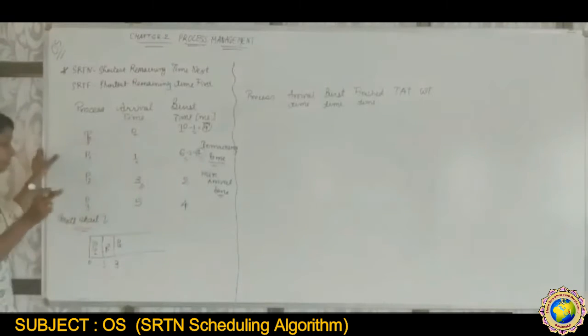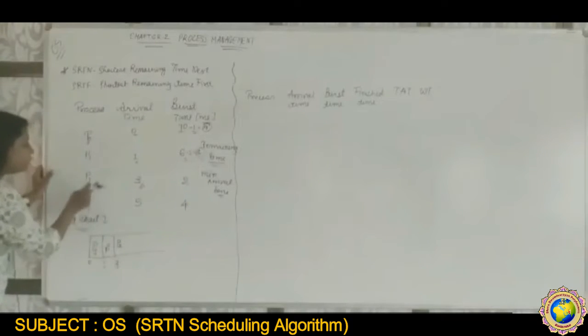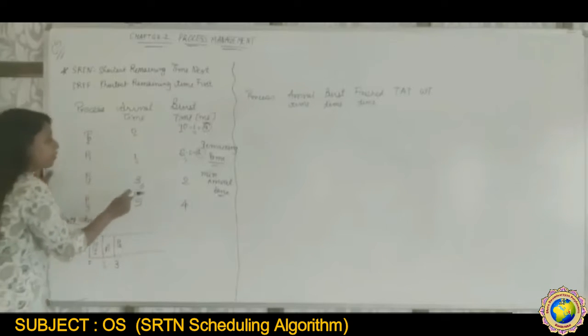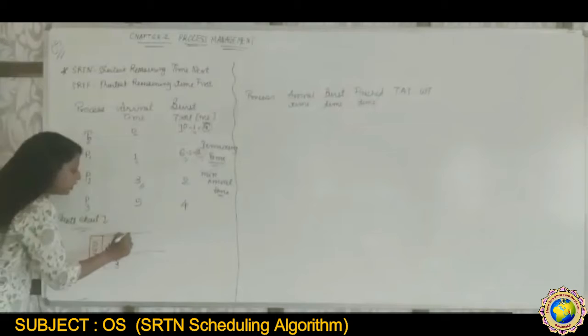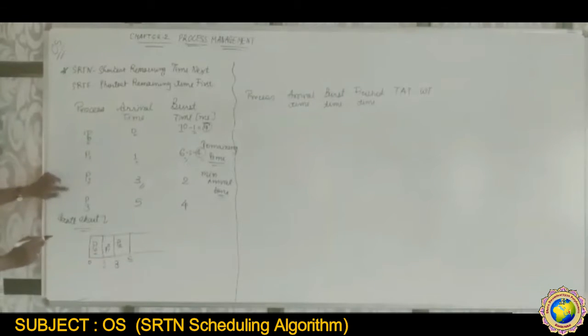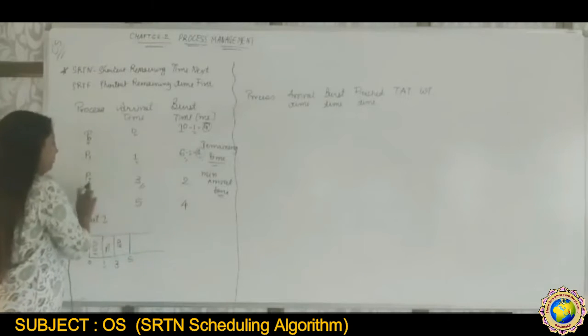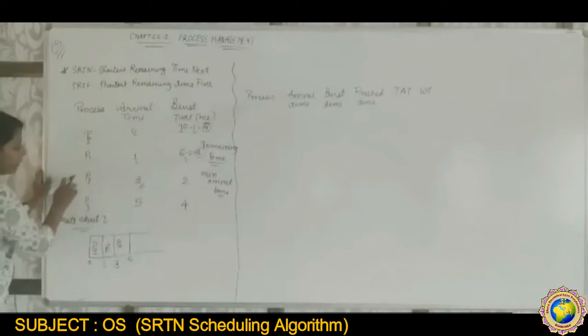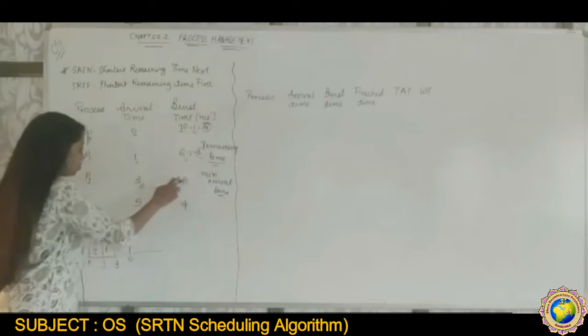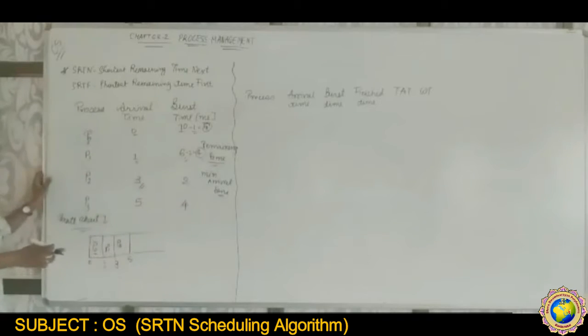Now next, arrival time 3, which process came? P2. So P2 continues up to 5. Right? P2 arrives at 3 with a burst time of 2. So 3 plus 2 will be 5.